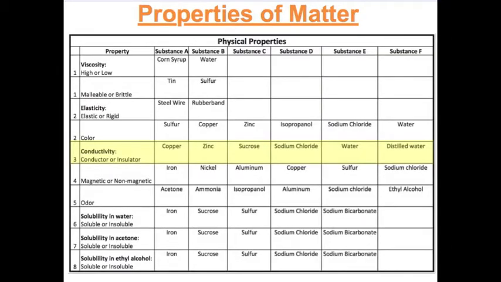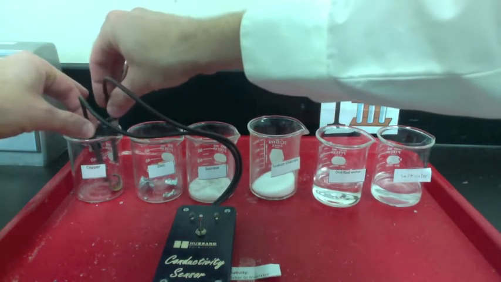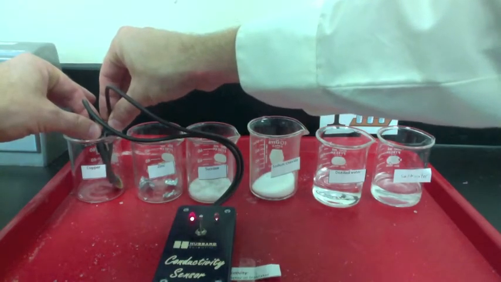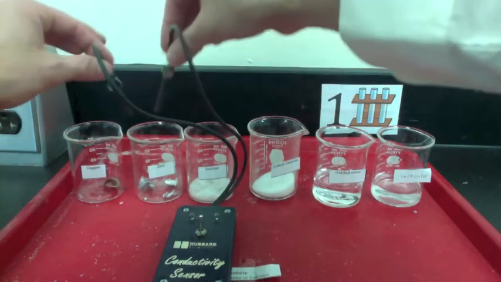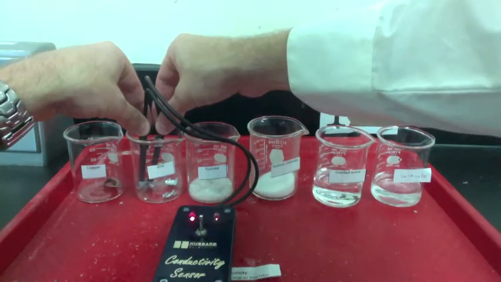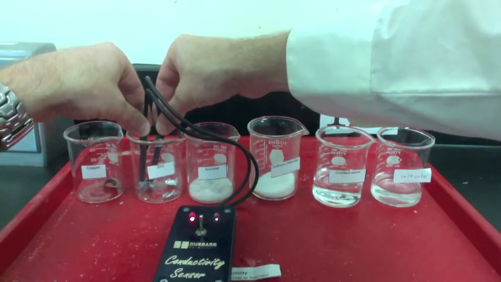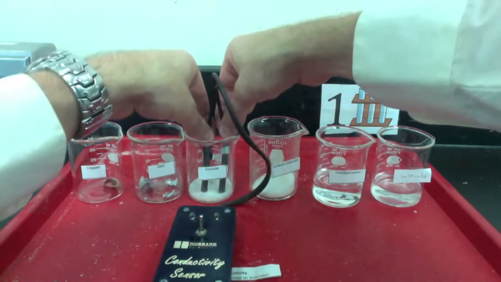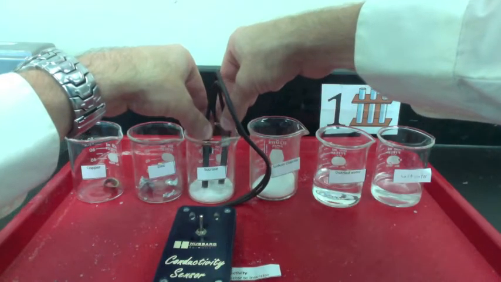If something is a conductor, electricity can pass through it. We can test this with a conductivity tester. By touching the two wires, if the light turns on, it's a conductor. If the light does not turn on, it's an insulator.